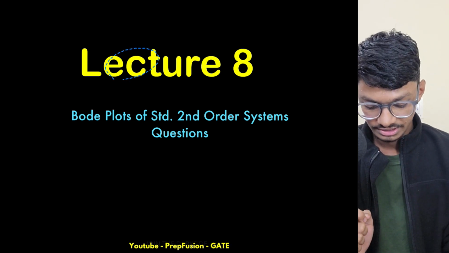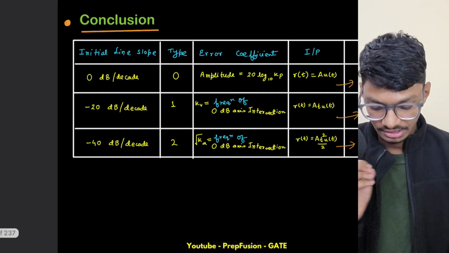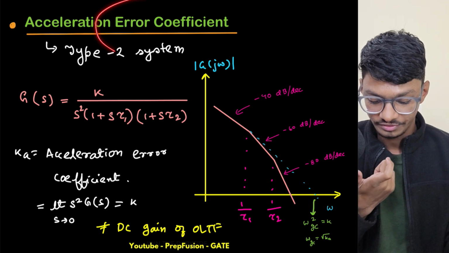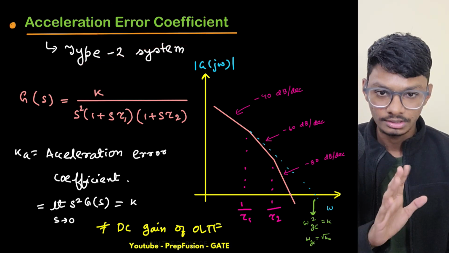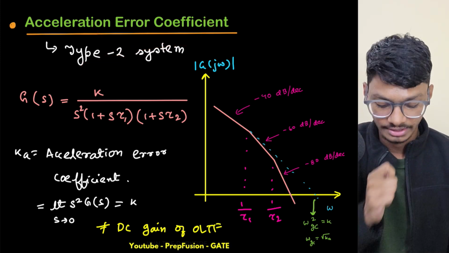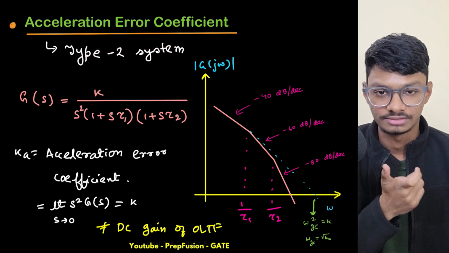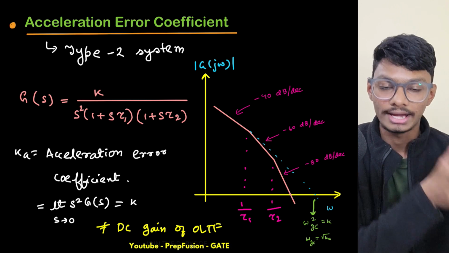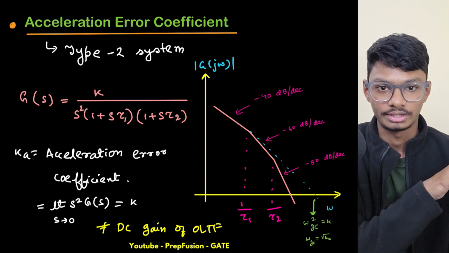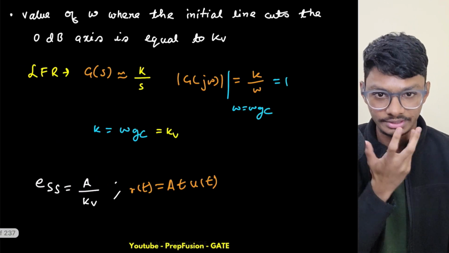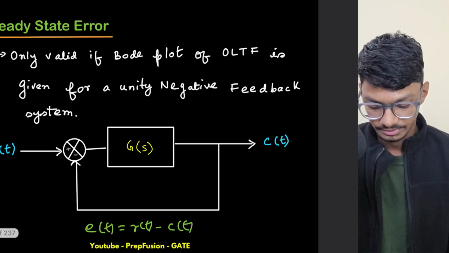So, in previous lectures we studied the steady state error, what the initial slope means, and the different error coefficients. Even though I told you that you don't need to remember them, sometimes it helps, or sometimes they directly ask questions from the error coefficient itself. Like, can you find the acceleration error coefficient of this block diagram, or from the Bode plot? So then obviously you have to remember the definition also. Okay, so that is the main thing.